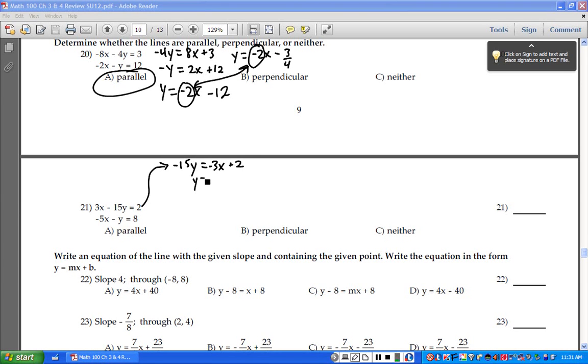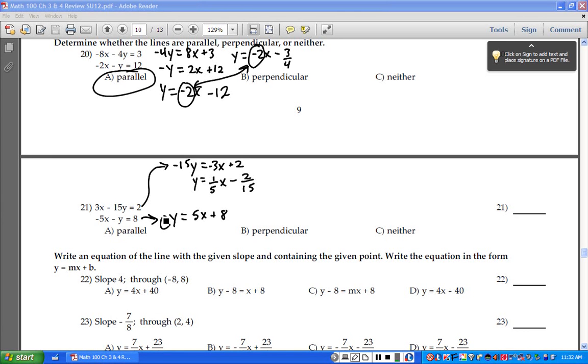And then divide everything by -15. That gives me a positive 1/5 x and a minus 2/15. Double check that. If 3, okay, yeah. And then putting this one in the form, -y would equal a positive 5x plus 8.